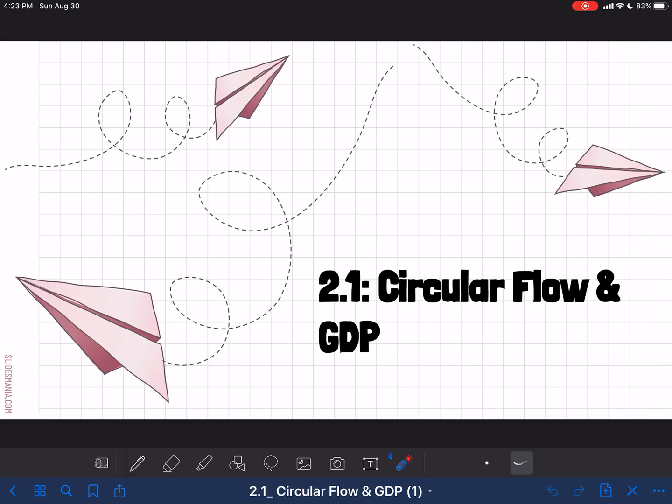This is Flip Video 2.1, Circular Flow and GDP. So this is our first set of notes and topics in Unit 2, Economic Indicators. Unit 2 is all about our macroeconomic indicators that we will use to grade the U.S. economy, and when we get later on in the semester, start grading other economies as well.